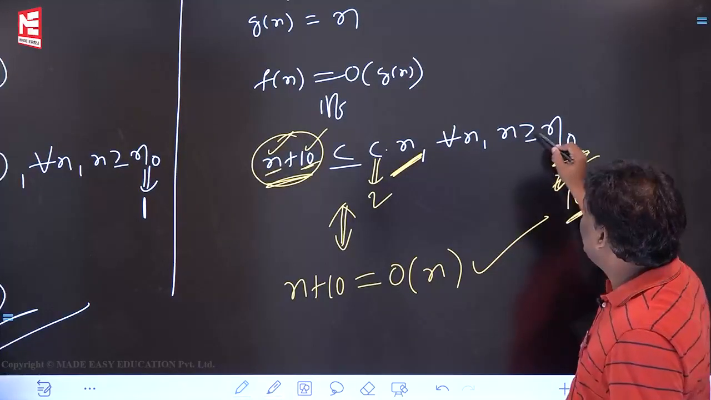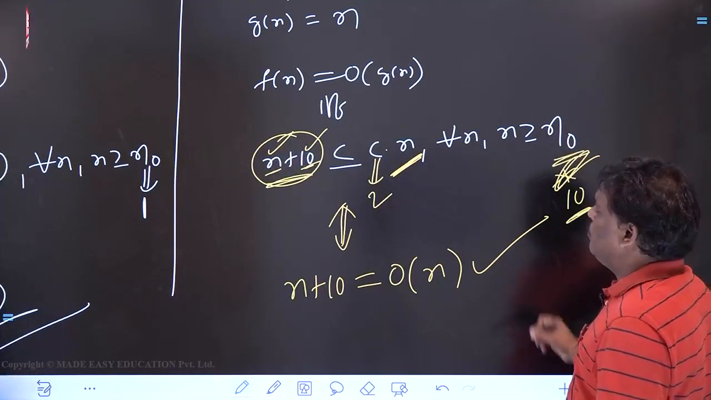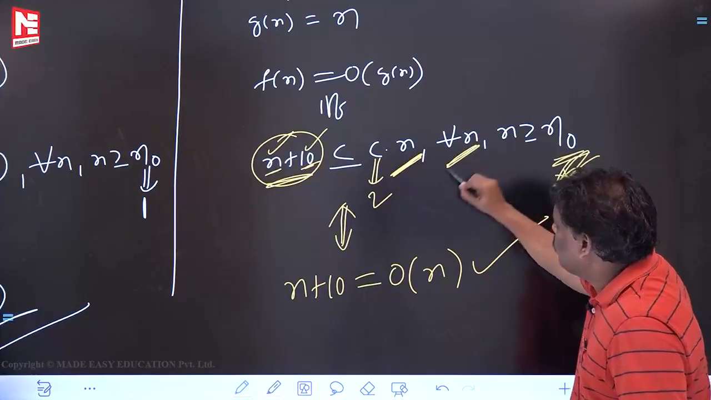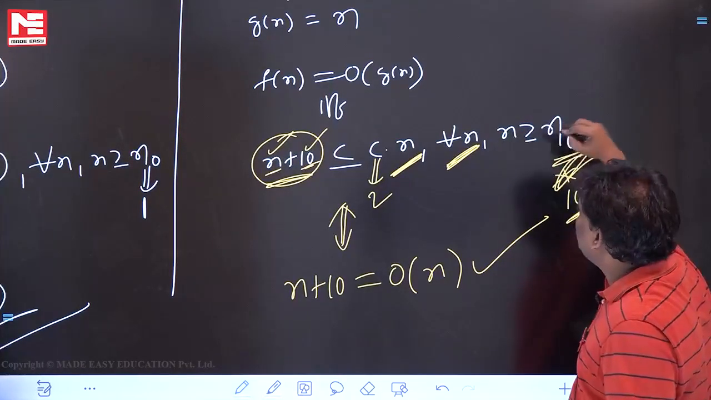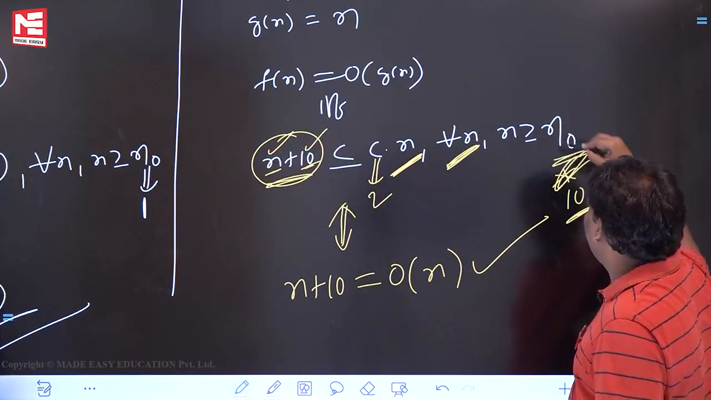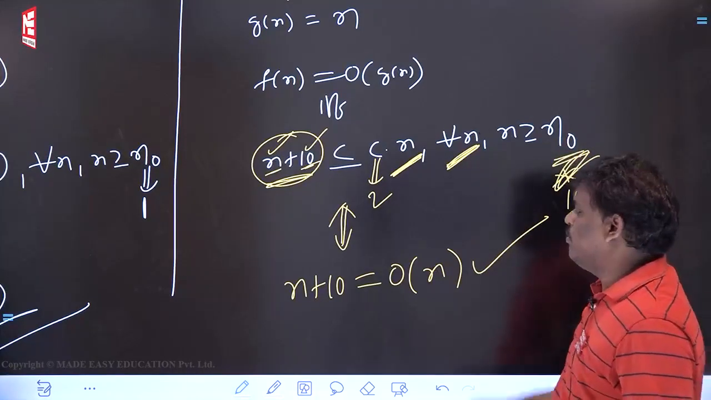For all n where n is greater than or equal to n0. For every n, see this one, for all there. For every n where n is greater than or equal to n0, where n0 is 10, from 10 onwards it is working. If you want you can check.